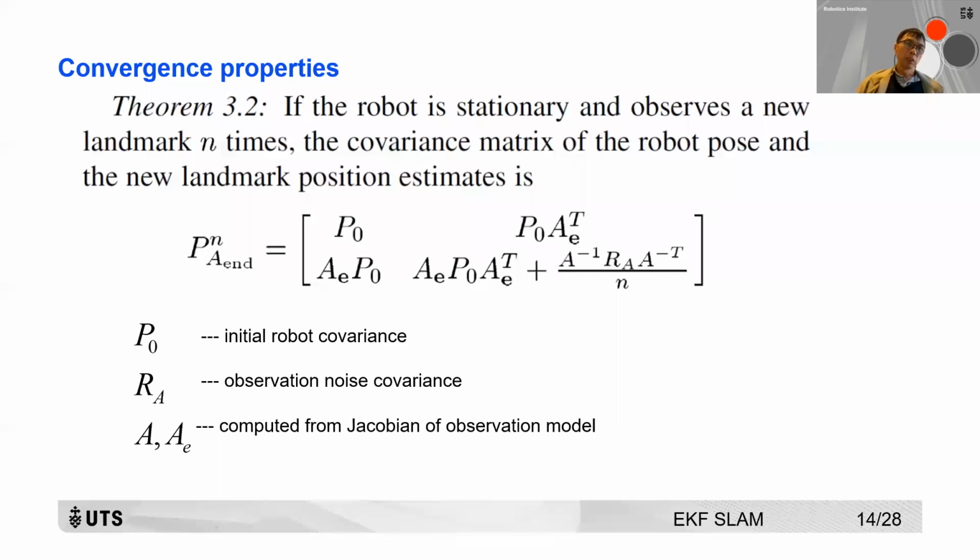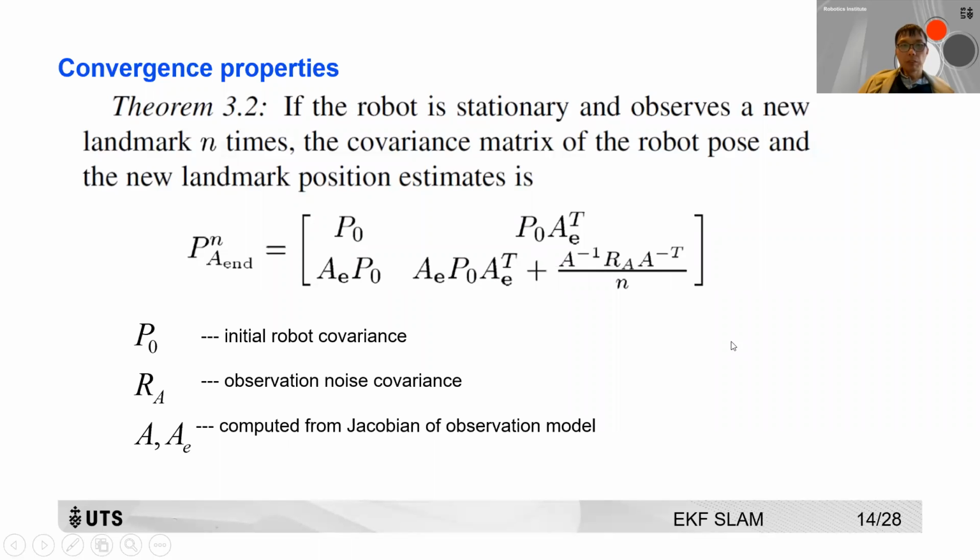And this is the first result. The result says that if the robot is stationary and observes a new landmark n times, then the covariance matrix of the robot pose and the new landmark position estimate is this matrix. So P0 is the initial robot covariance, and R is the observation noise covariance. And these A terms are part of the Jacobian of the observation model. So P0 is 3 by 3, and this element should be 2 by 2. So the matrix is 5 by 5.